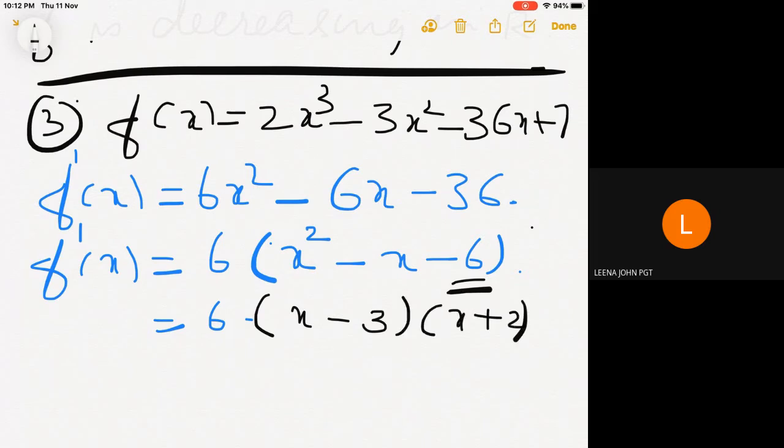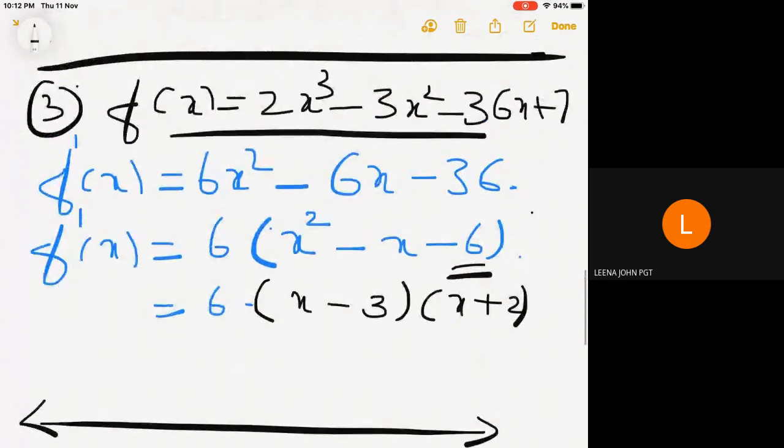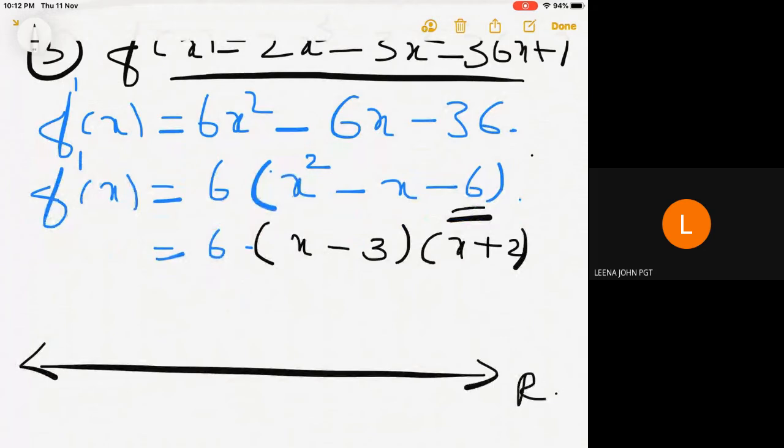Now what we need to do is take the whole domain. When your question is to find the interval where it is increasing, decreasing, strictly increasing, or strictly decreasing, you always take the domain. And for any polynomial function, the domain is R. Now find those points in the domain where f dash x equals 0.